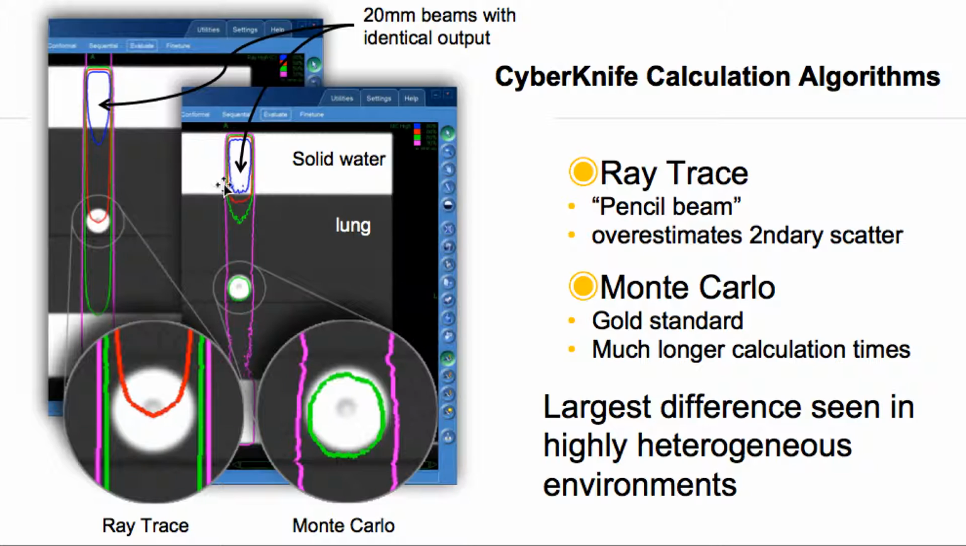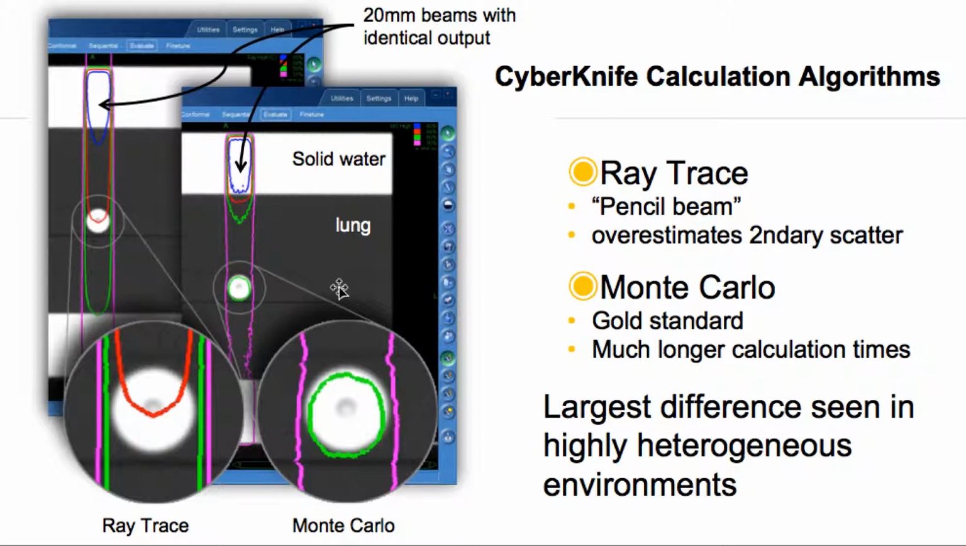This is a two-screenshot picture in the TPS with a 20 millimeter beam delivering the same output in each image. And notice that the pencil beam method of ray trace overestimates the secondary lateral scatter of charged particles, showing a much higher dose at the point of measurement in the center of the simulated tumor, which is surrounded by lung equivalent material. Monte Carlo beam data is straightforward to verify in homogeneous material, but it's most applicable and far superior to ray trace in applications of heterogeneous environments.